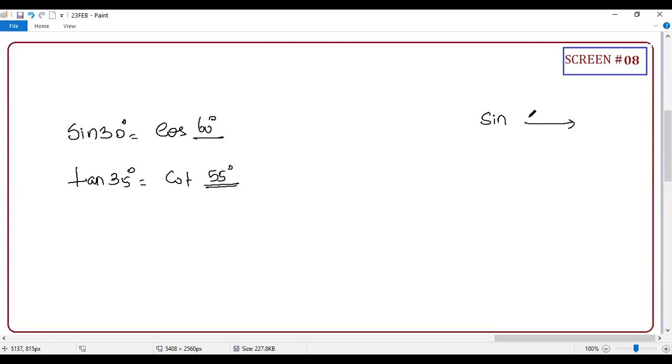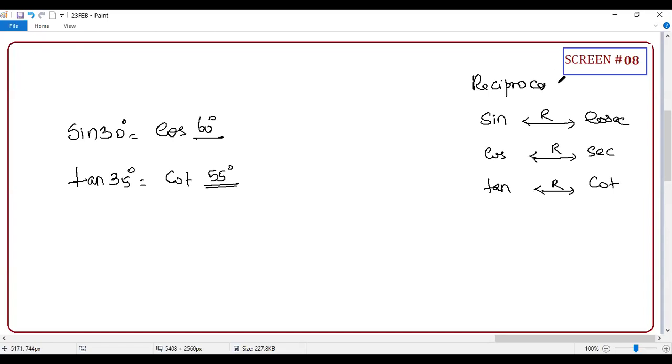Guys, very, very important. Sine and cosec are reciprocal to each other. Cos and sec are reciprocal to each other. Tan and cot are reciprocal to each other. These are all reciprocals. Please remember, reciprocal means the numerator and denominator are exchanged. But what about the complementary trigonometric ratio, student?